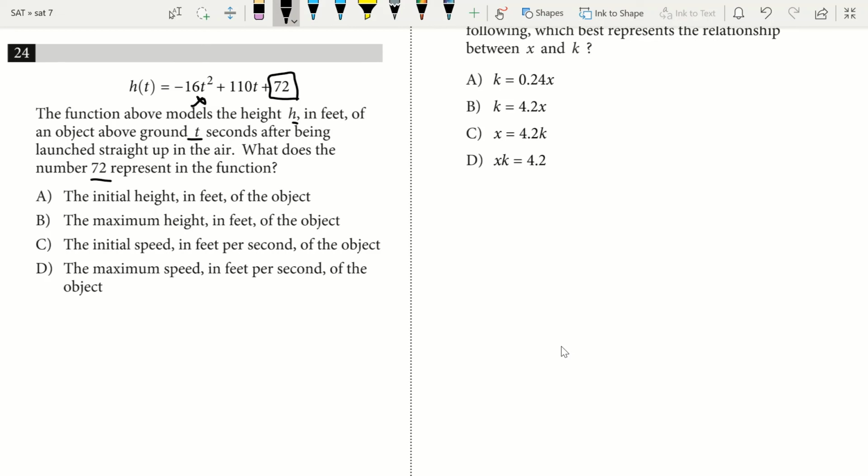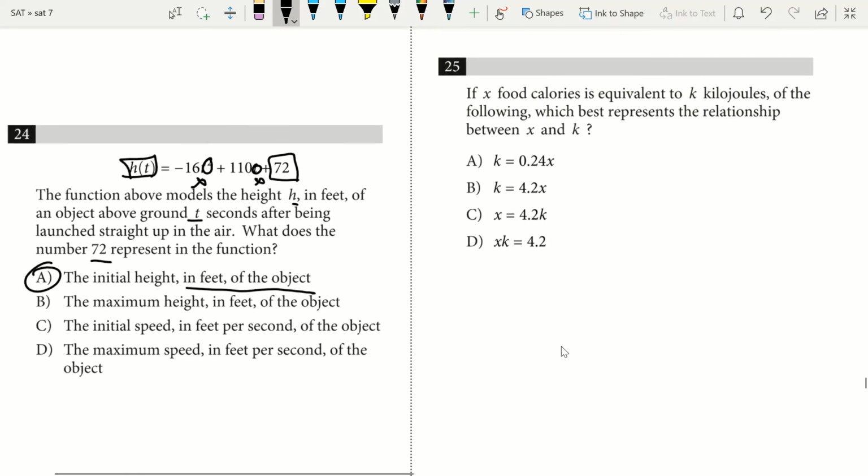So if t was 0, it's yet to launch, it's at a height of 72 still, because h is my height. So I know that's going to be my initial height before it launches or is dropped or whatever. So my initial height is going to be a, which will be the value of 72.